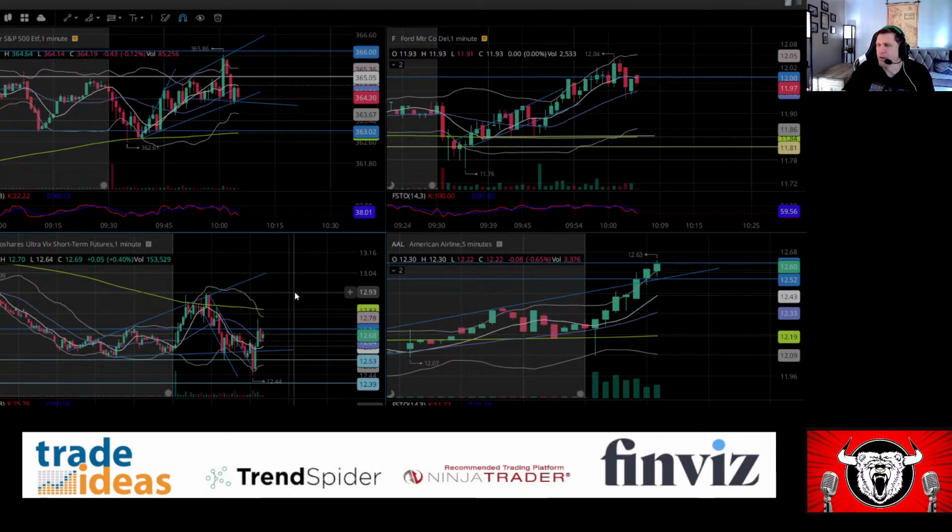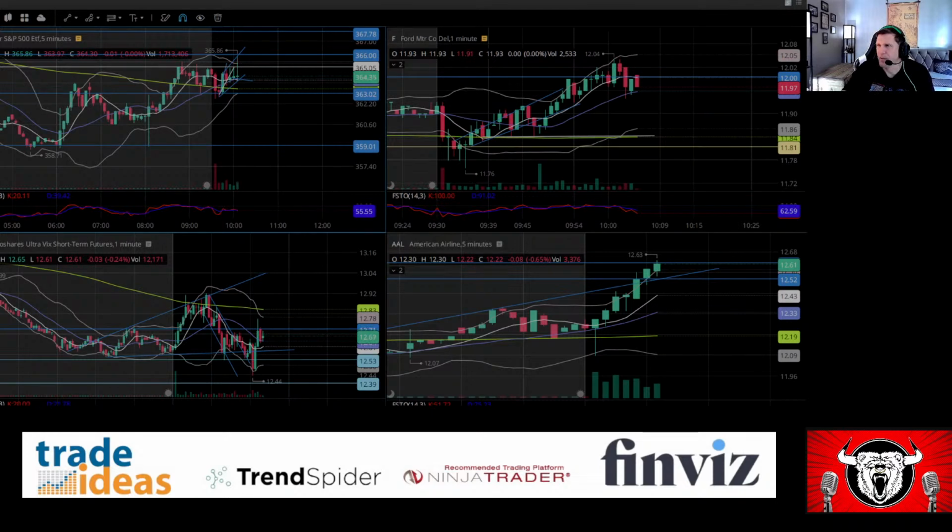This can get interesting in a hurry. Last few seconds of this 5-minute candle too, 20 seconds left on it. Look at that wick. That's what I'm talking about. There's a lot of selling pressure. Let me go back to the trade and look.